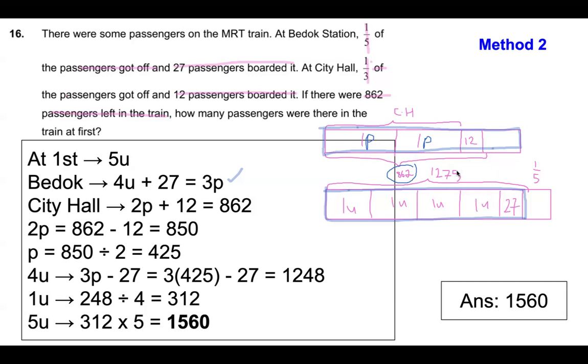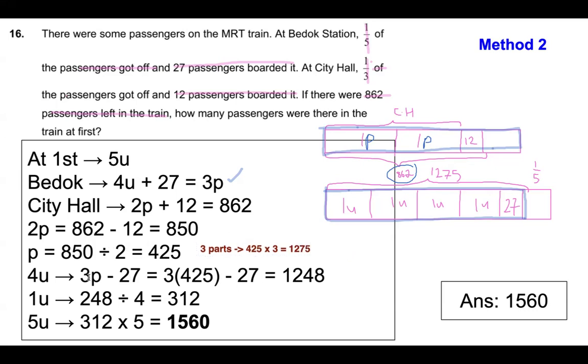Okay, so 425 times 3, you will have 3 parts. I wouldn't write it this way, okay? My take is for you to straight away find 3 parts first. So from 1 part, find 3 parts first, which is 425 times 3. 425 times 3, you would get 1275. Yeah, that would be less confusing.